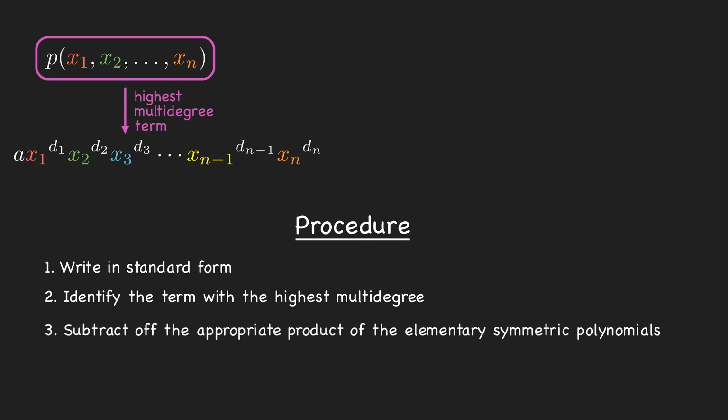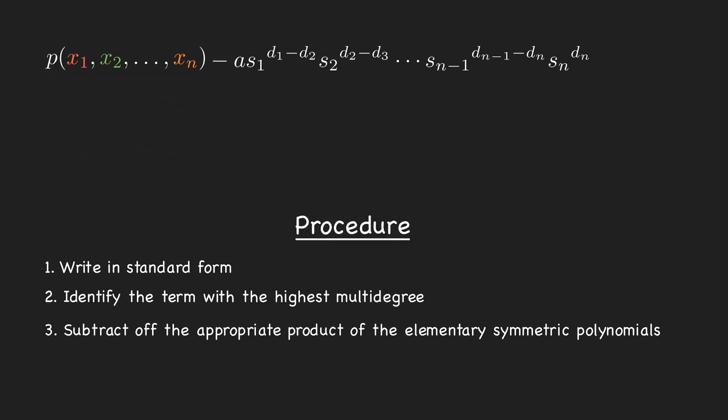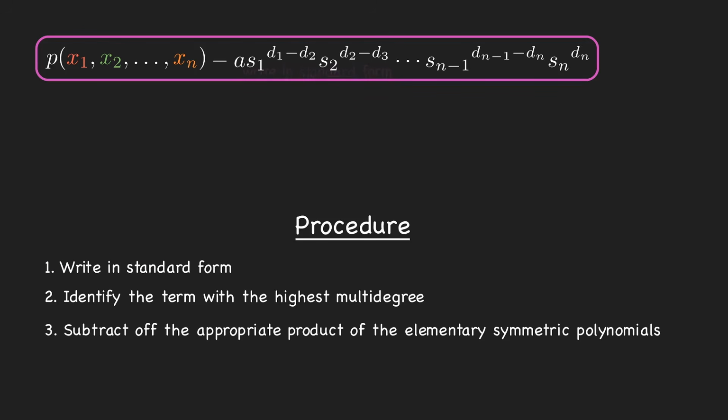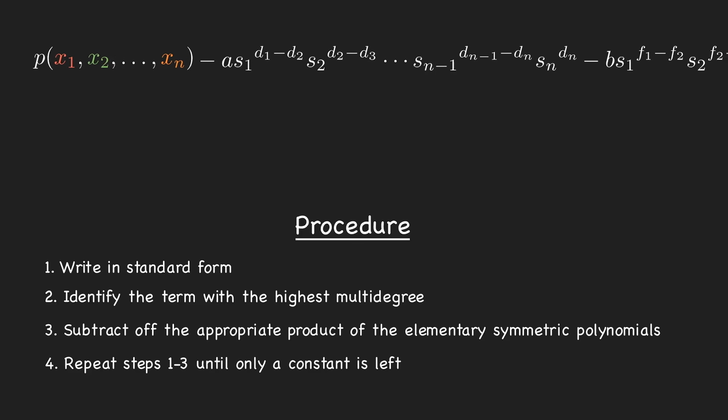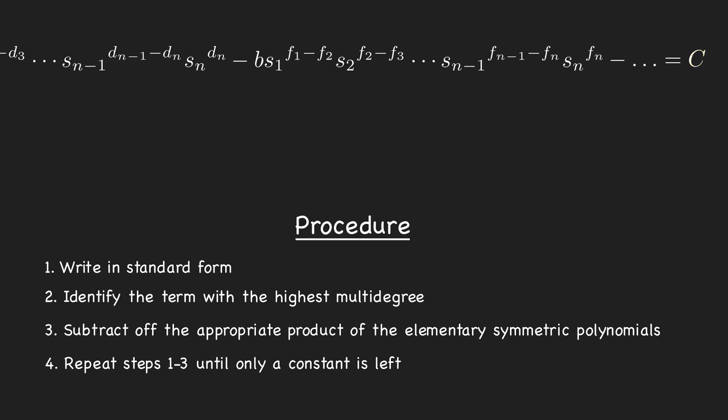Then we subtract off a times s1 to the d1 minus d2 times s2 to the d2 minus d3 through s(n minus 1) to the d(n minus 1) minus dn times sn to the dn, from p to cancel out the term. We repeat this process with the new polynomial, writing it in standard form, identifying the new highest multidegree term, and subtracting another product of elementary symmetric polynomials. We keep doing this until we're just left with a constant, at which point we have our solution.